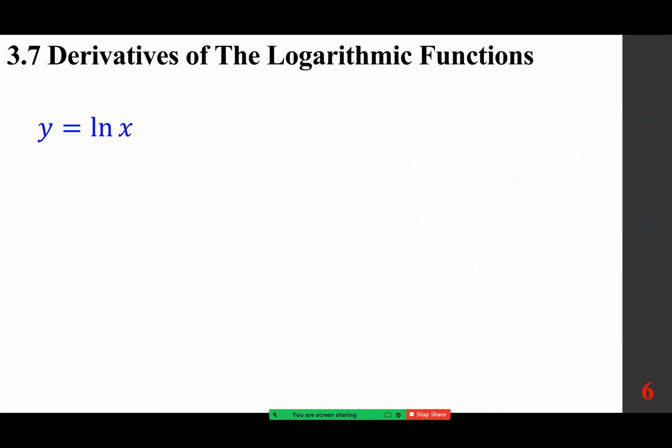y equals ln x, we want to differentiate. We don't know the derivative of that, so we are going to rewrite this in an exponential format, which is e to the power of y equals x. We can differentiate both sides, and we're going to do it implicitly. The derivative of the left side, because it's exponential, is always itself, e to the power of y.